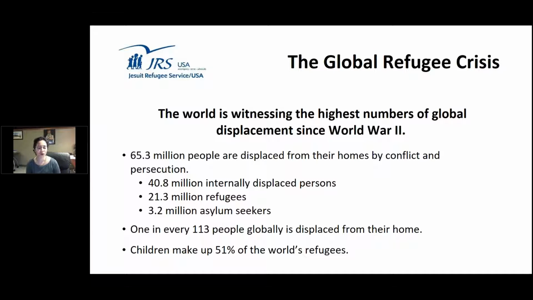Now, to break that down a bit further, to give you a sense of what that means, that equals about 1 in every 113 people globally. So very much a number that we can digest a bit more, and how that would impact ourselves and our neighbors. And children make up about 51% of the world's refugees. So in talking about the most vulnerable people that are being impacted by war and conflict and persecution around the world, children absolutely are part of that puzzle.